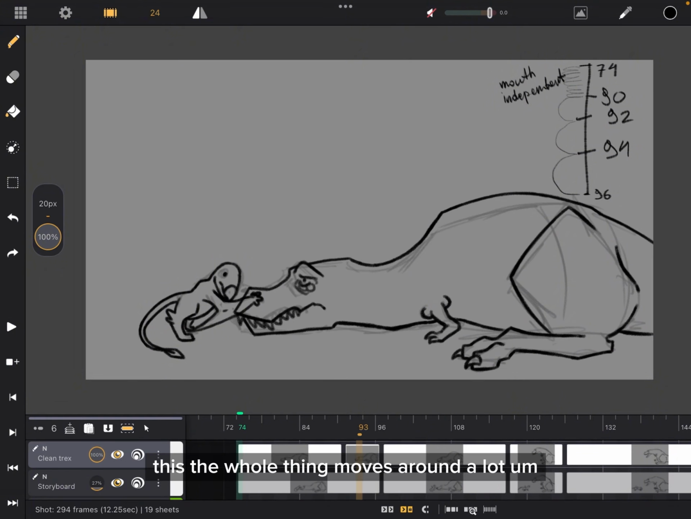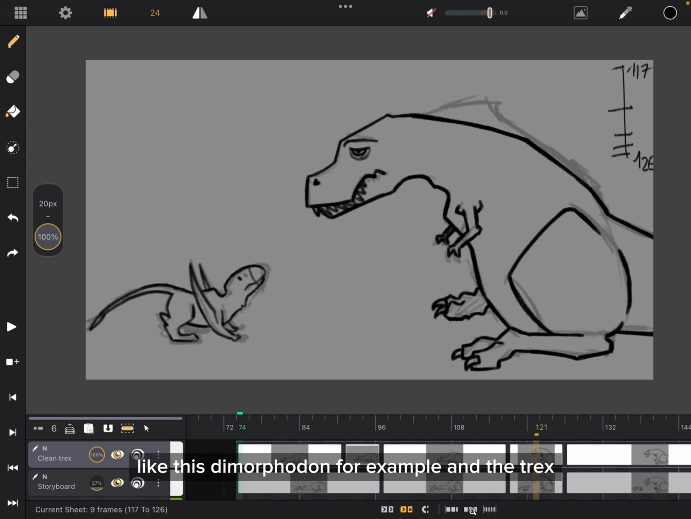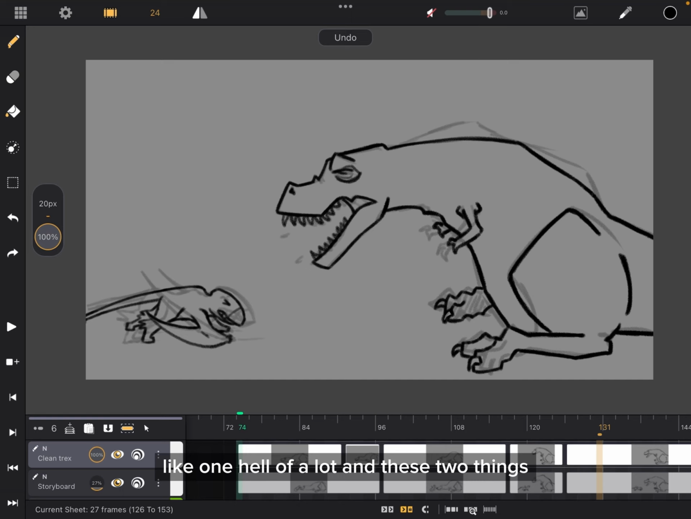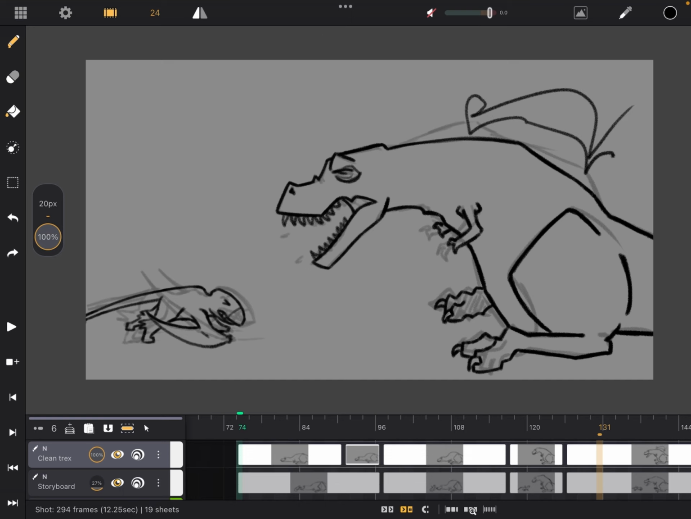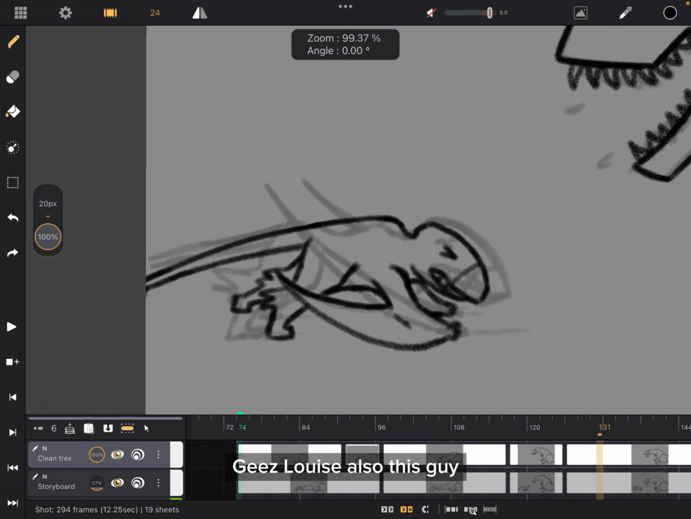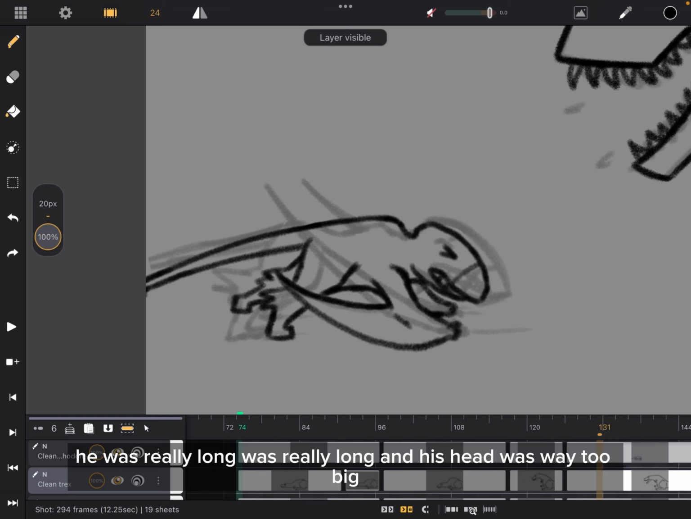The whole thing moves around a lot. Like this Dimorphodon, for example. And the T-Rex here, I really messed up his shoulders. Like, one hell of a lot. And these two things. Jeez, Louise. Also, this guy, he was really long. He was really long, and his head was way too big.